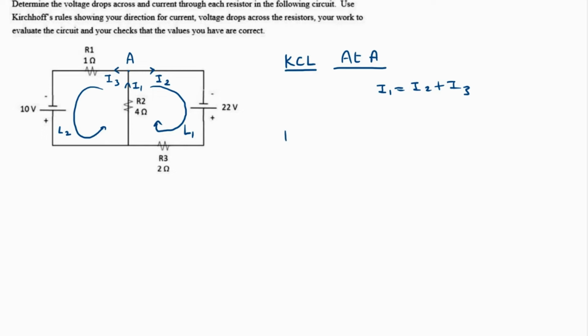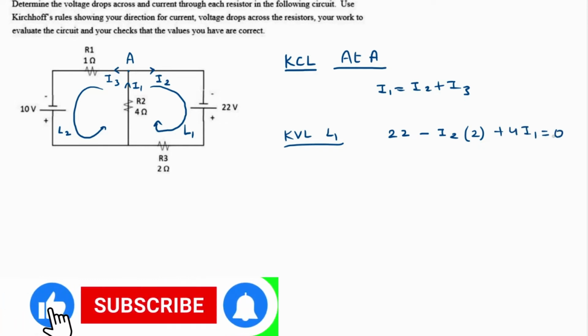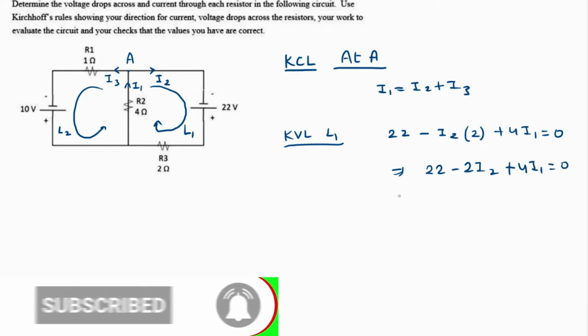Let's use KVL, Kirchhoff's voltage loop rule, in loop L1. So that's going to be 22 because that is positive. That is along the current, so that will be negative I2 R3, where R3 is 2 ohms. And then this is opposite to the current, so that's going to be plus 4 I1, and that is equal to 0. So we rearrange: 22 minus 2 I2 plus 4 I1 is 0.